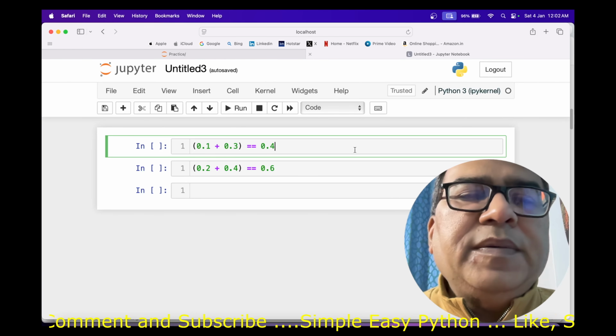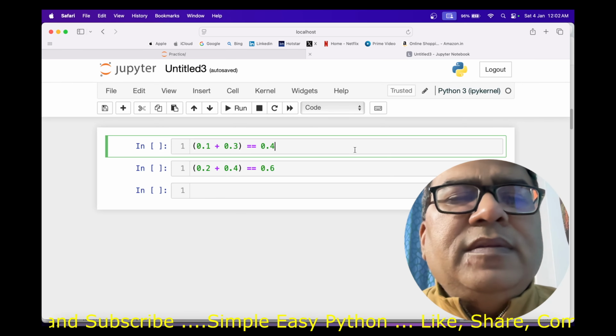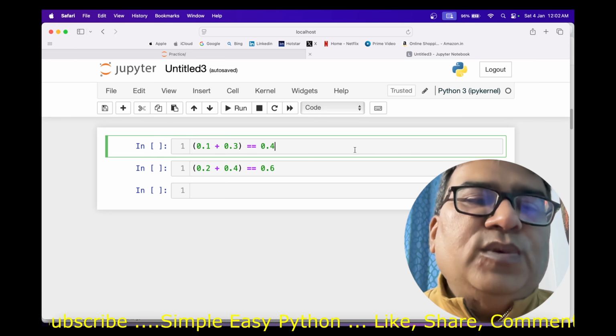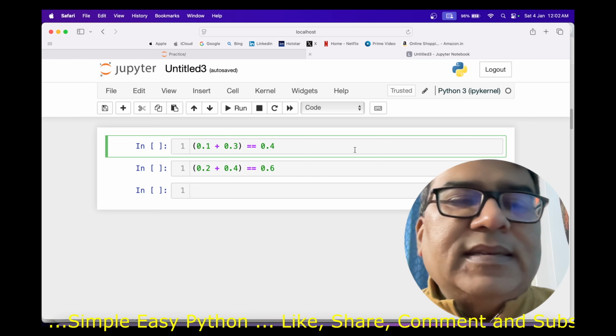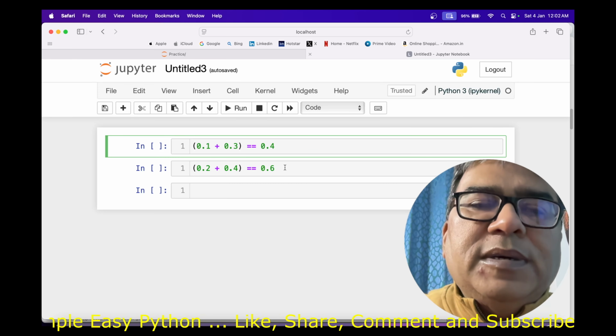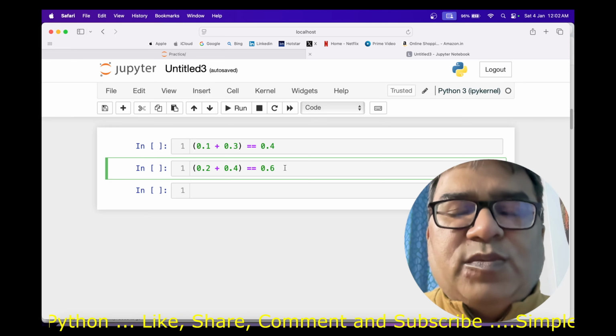In this video, I am going to talk about floating point arithmetic. We all have been taught in school that 0.1 plus 0.3 is equal to 0.4. Similarly, 0.2 plus 0.4 should be equal to 0.6.